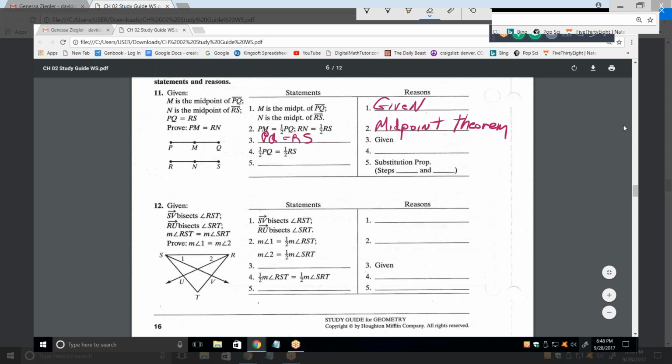Yeah. Okay, and then PQ is equal to RS, which is part of the given. Therefore, half of PQ equals half of RS. What property is that? Transitive? No, I would say that's the multiplication. In other words, we're multiplying both sides by 1/2. You could also say the division. In other words, you could say you're dividing both sides by 2. So either one.